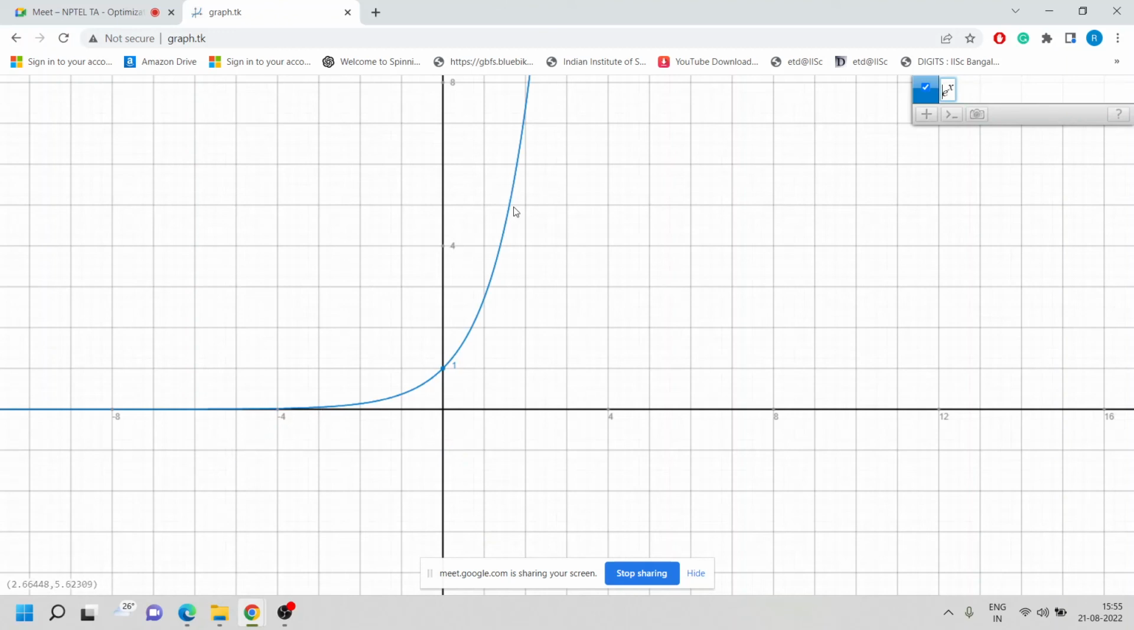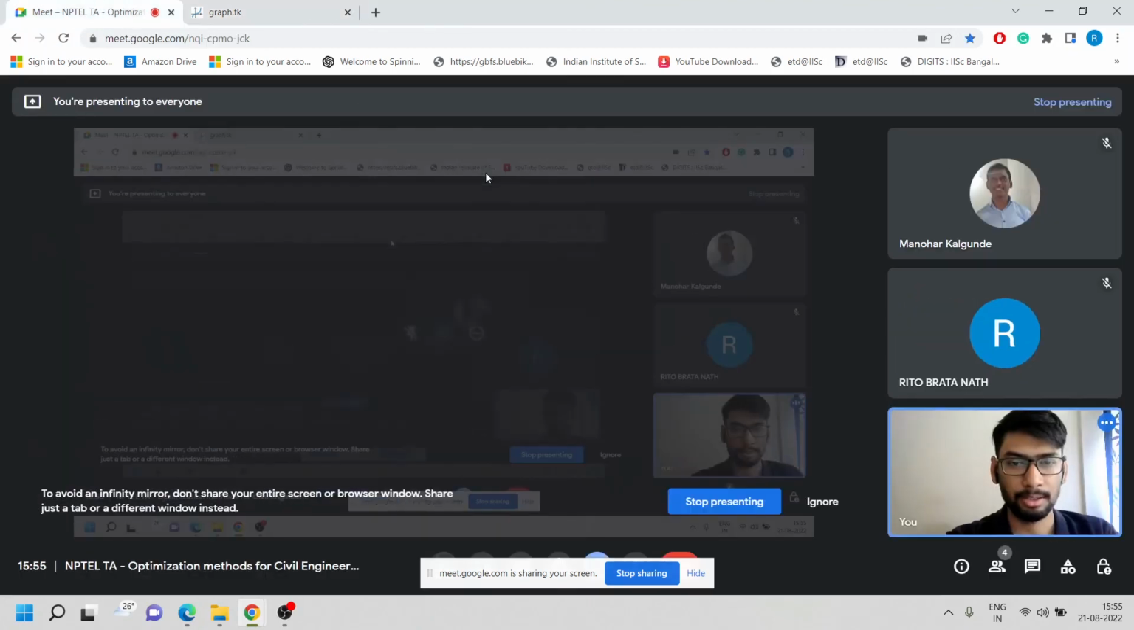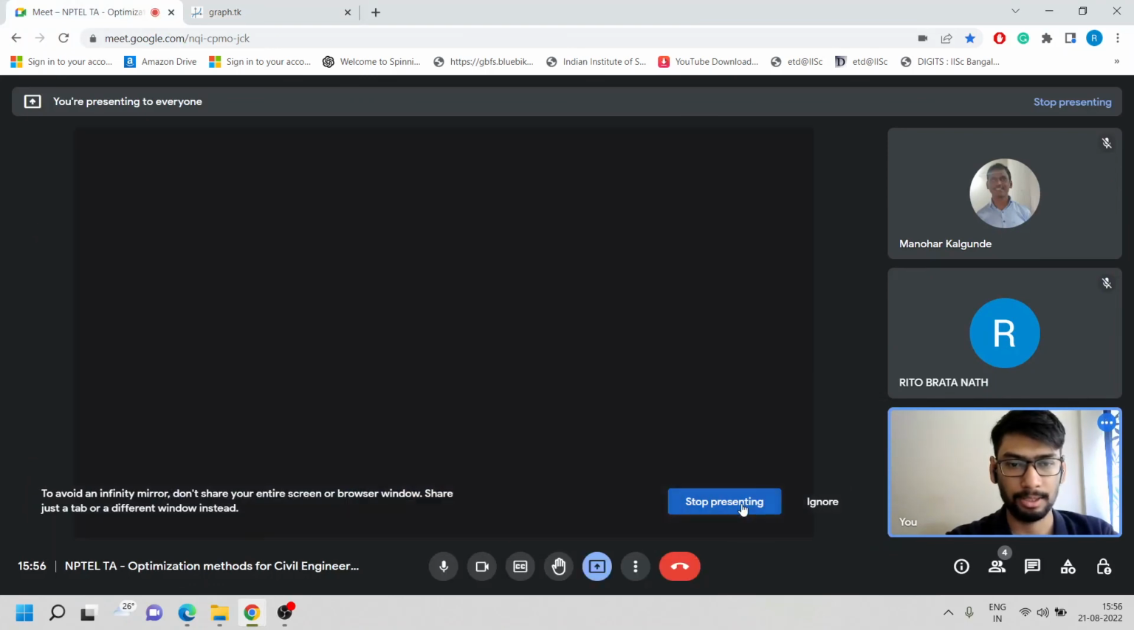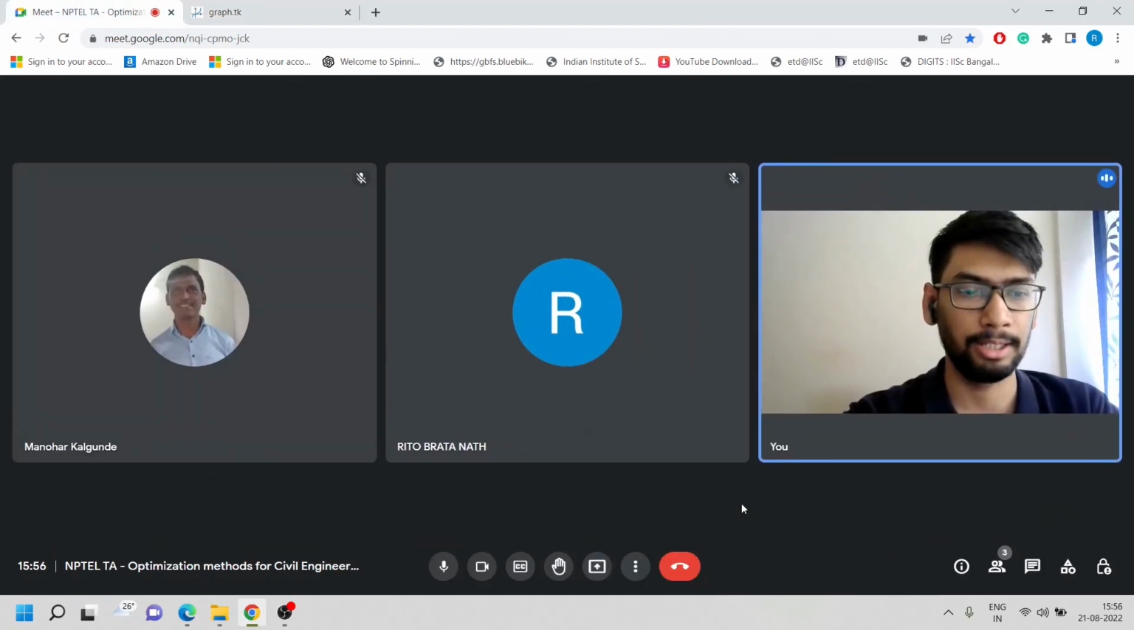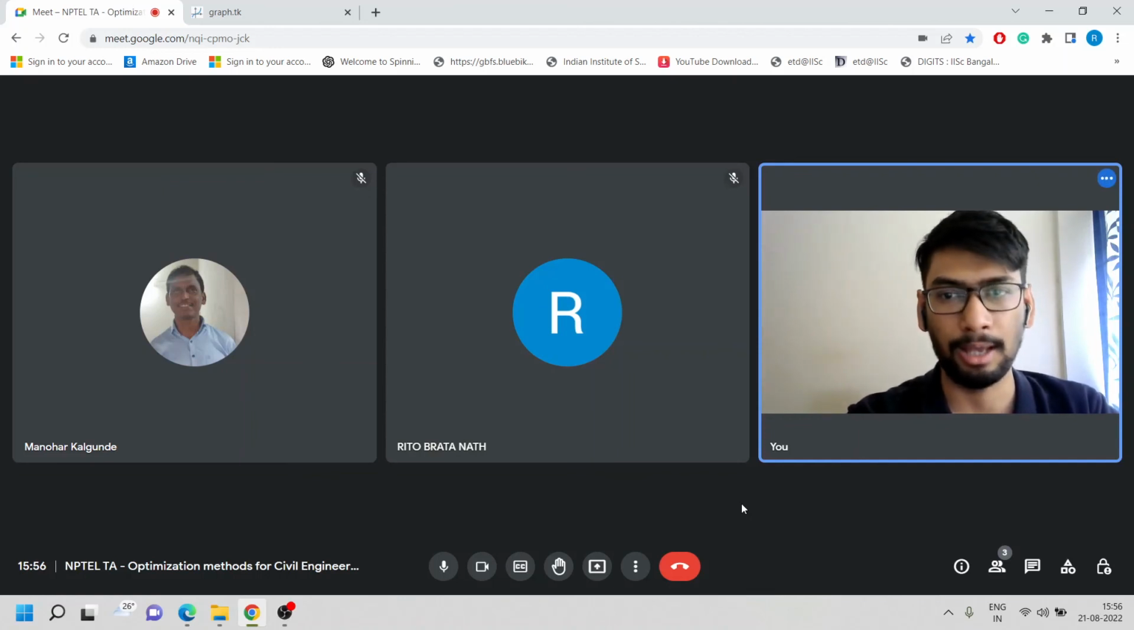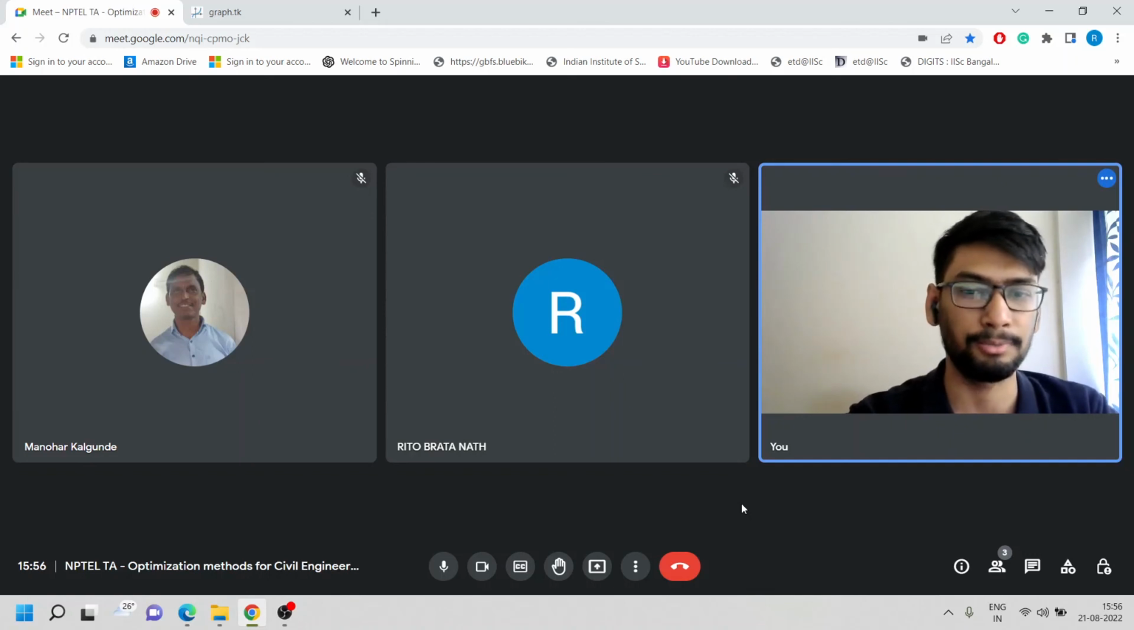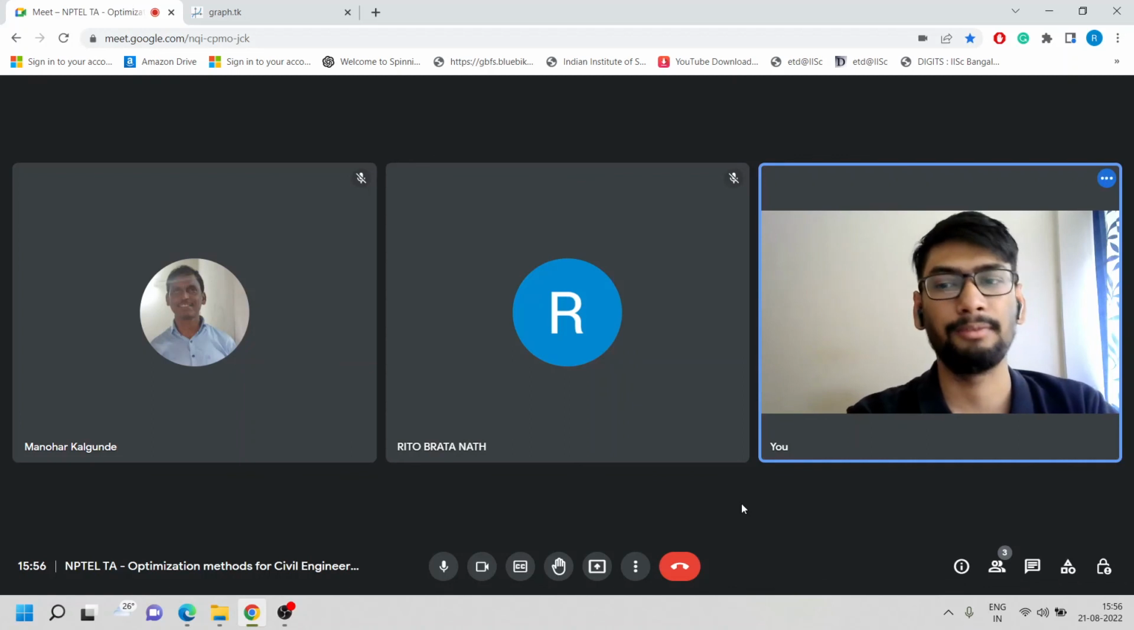If you have 2 points and join them by a straight line, the curve will lie below that straight line. So for similar single variable problems, you can solve this using graph.tk. For multivariable problems, you can plot it in Python or any other programming language if you know one, and check that as well. There are probably other online tools where you can plot multivariable functions, just to be sure whether your function is convex or concave.